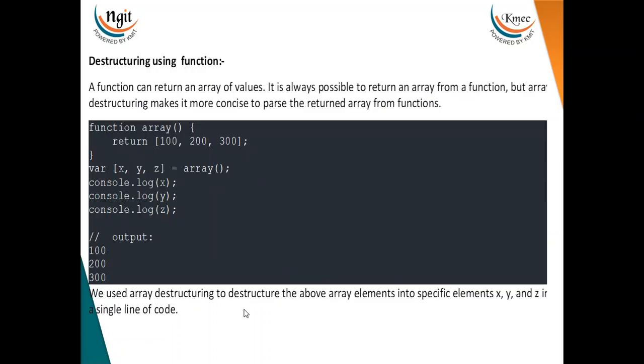Destructuring using a function can also be done. It is always possible to return an array from a function, but array destructuring makes it more concise to parse the returned array from functions. If you go through the example, the function array has to return three elements. As I want to destructure it, I am giving x, y, z as the three elements, and I am asking to print those x, y, z values. So it will print 100, 200, 300.